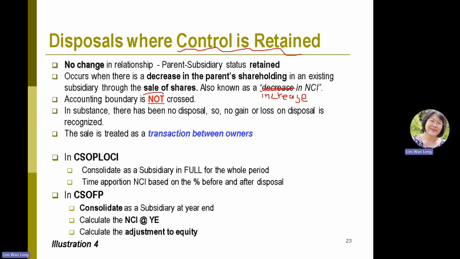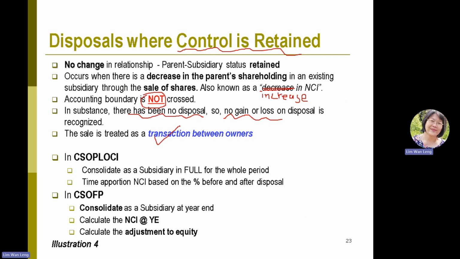So accounting boundary not crossed. If accounting boundary is not crossed, you don't have to calculate gain or loss on the disposal. So in substance, they tell you there has been no disposal. No disposal means no gain or loss on disposal will be recognized. This will be treated as a transaction between the owners, just like in your step acquisition.